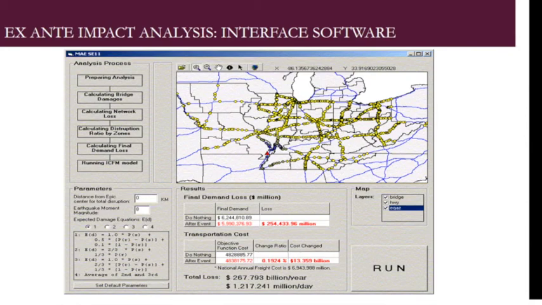The most critical reason is one third of all the commodities that move across the U.S. go across this region. So any disruption in this region is going to have significant long-term impacts.